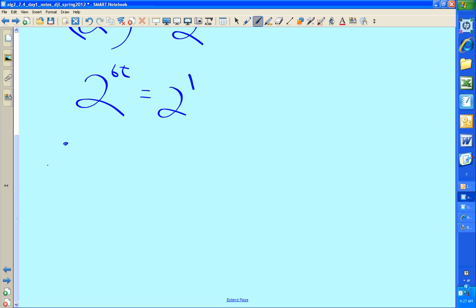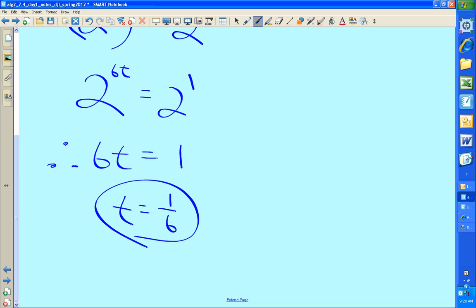What's a logical conclusion to make here? 6t is equal to 1, so t is 1/6.